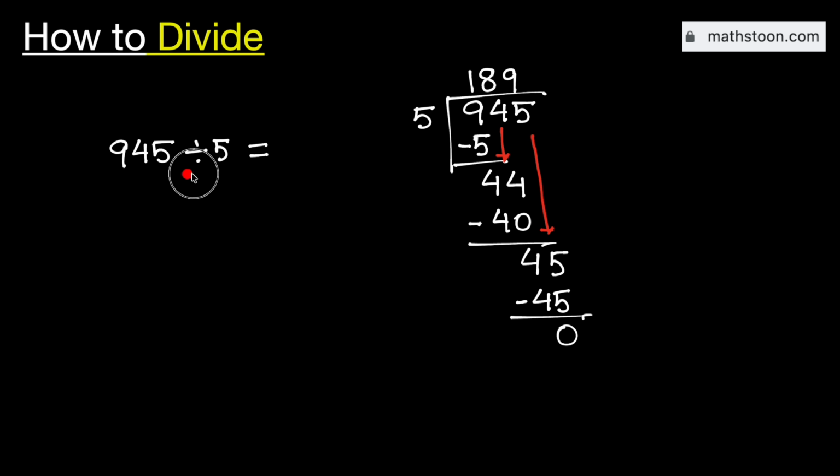Therefore, 945 divided by 5 is equal to 189. And this is our final answer.